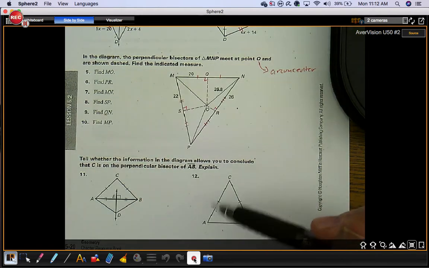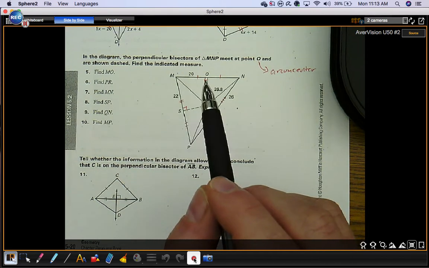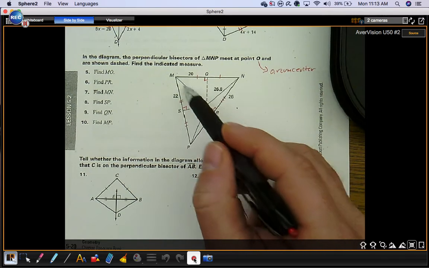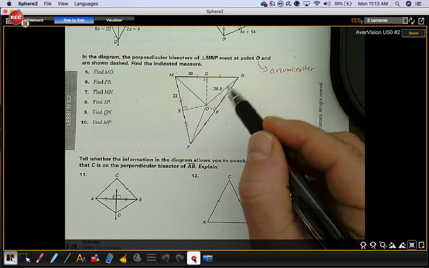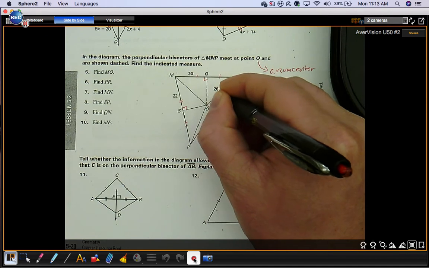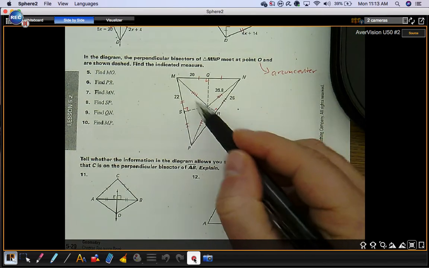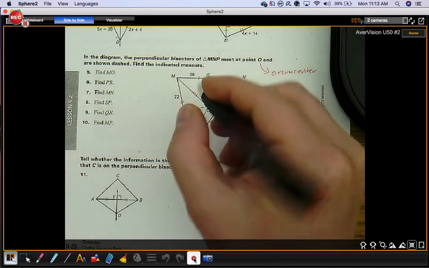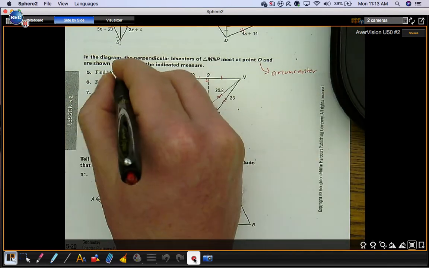Find the indicated measures. So it helps you to make these marks here. Find the distance from M to O. M to O. All right, so O is that circumcenter. How far is it from M to the circumcenter? Well, remember, N to the circumcenter, they tell you here, it's 26.8. Those distances are the same. That's the important part about the concurrency of your perpendicular bisectors. That point is a special point. It's the same distance from each vertex. So it's 26.8.